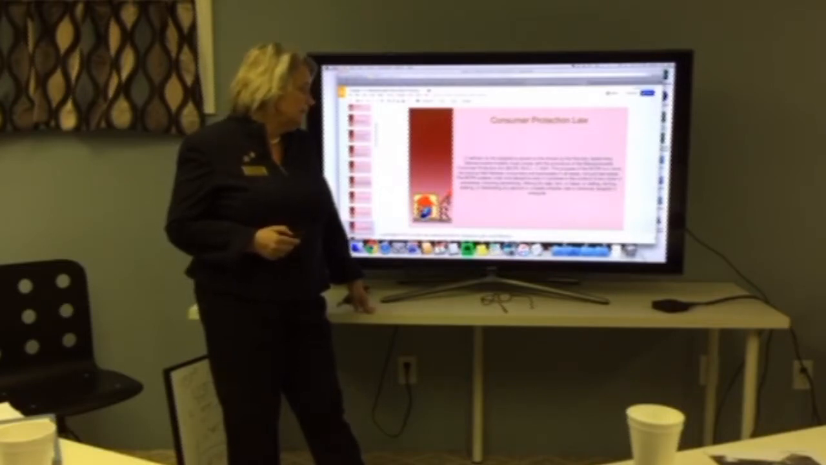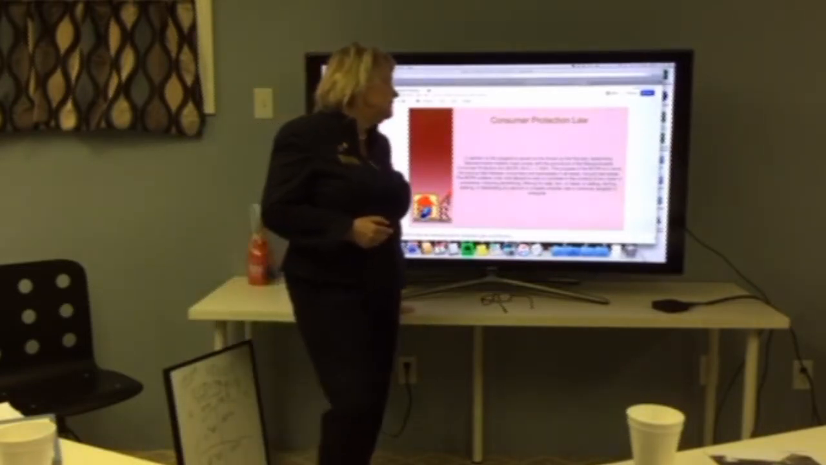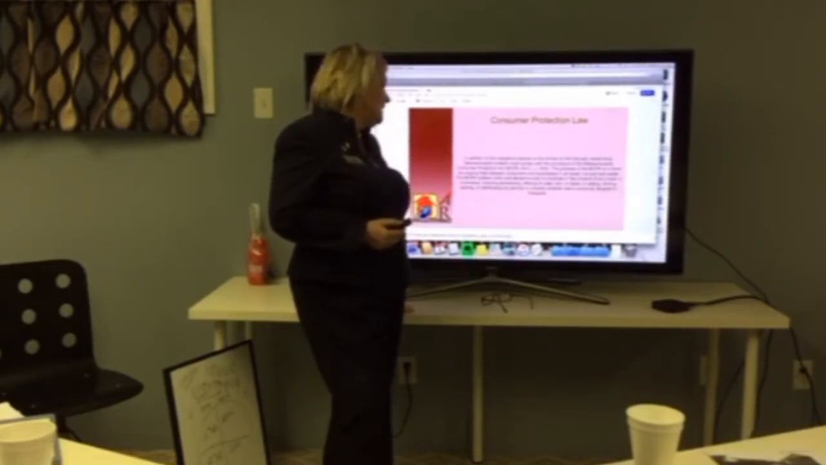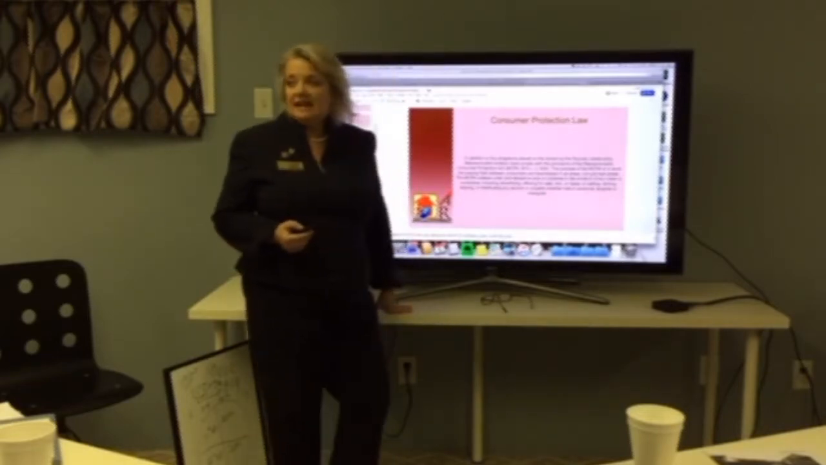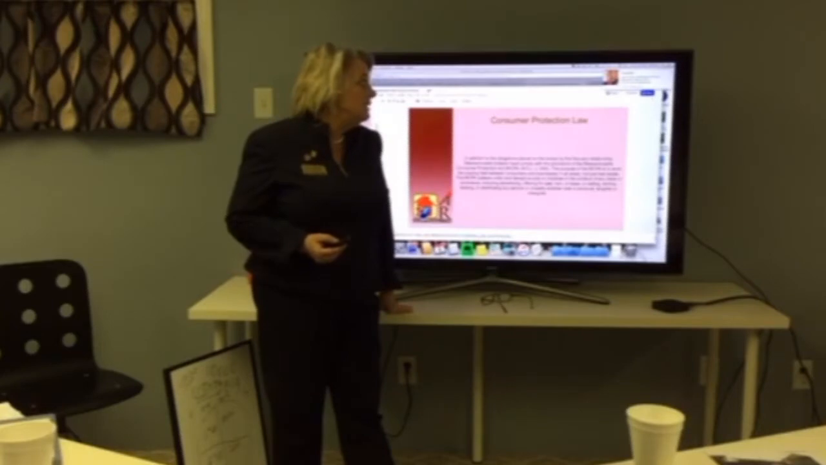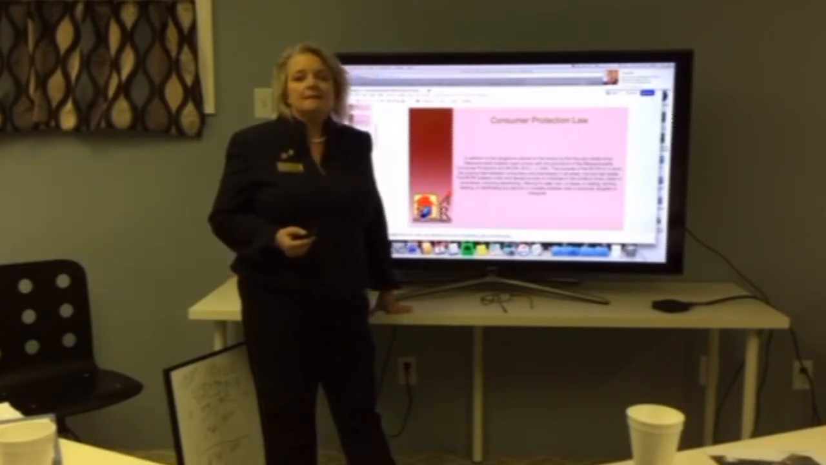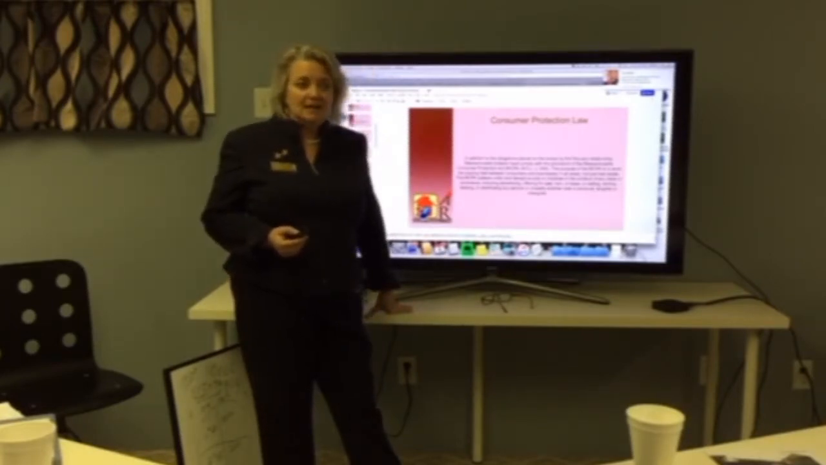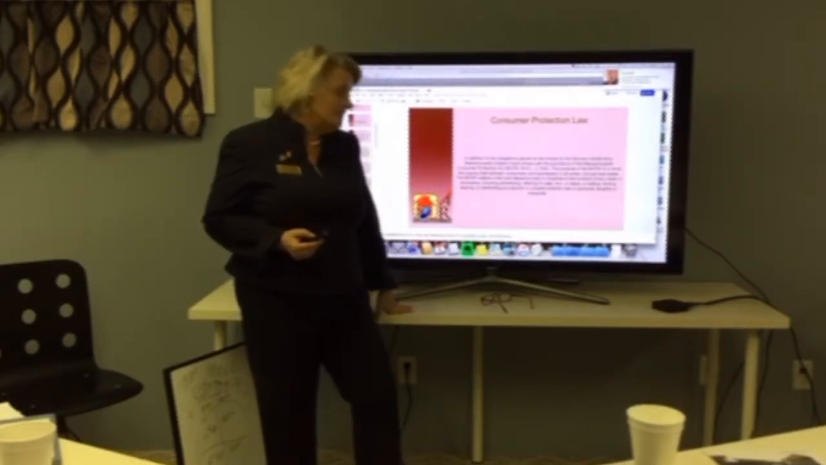Consumer protection law. Okay. In addition to the obligations placed on the broker by a fiduciary relationship, Massachusetts brokers must comply with the provisions of the Massachusetts Consumer Protection Act, Mass General Law 93A. So you'll hear a lot in the course of your profession, 93A. It's huge. We are a consumer protection state, okay? So it used to be caveat emptor, which was let the buyer beware, right? We are not a let the buyer beware state, okay? We are a buyer protection state.